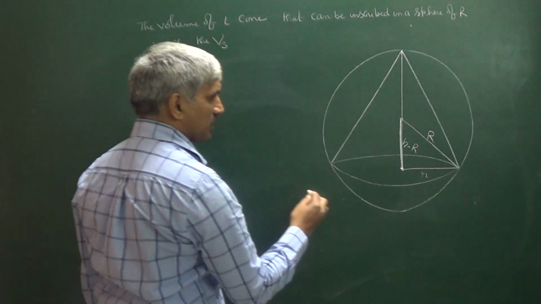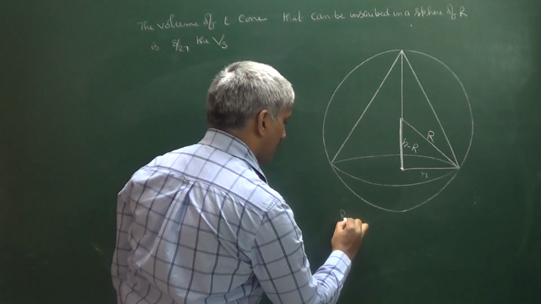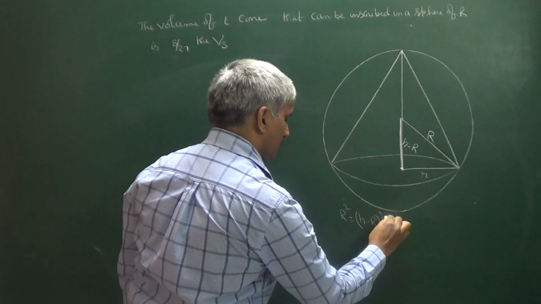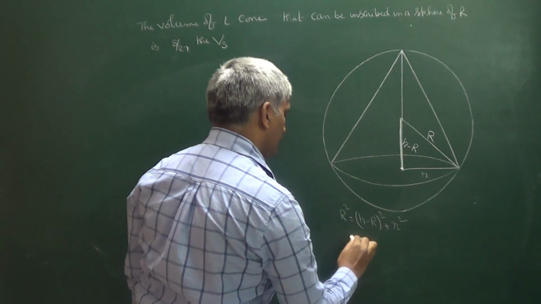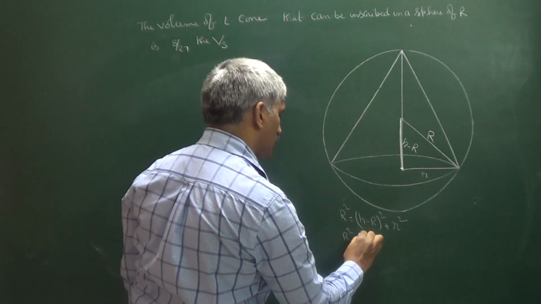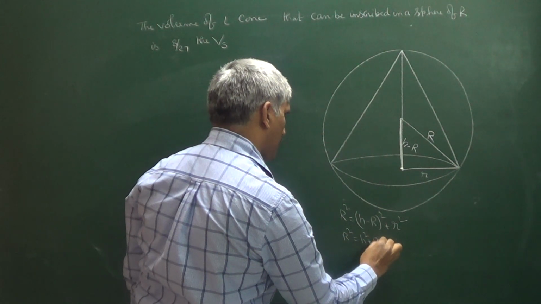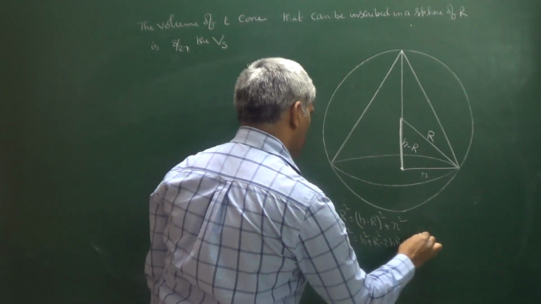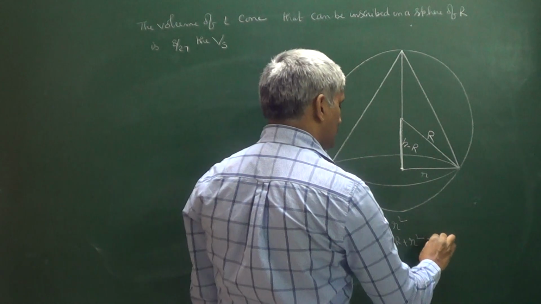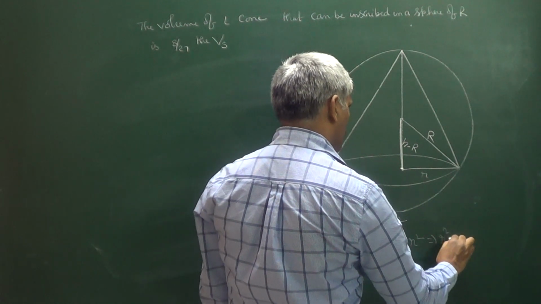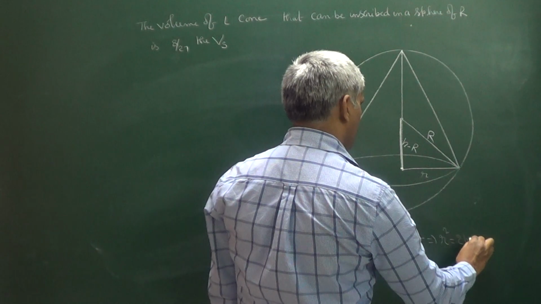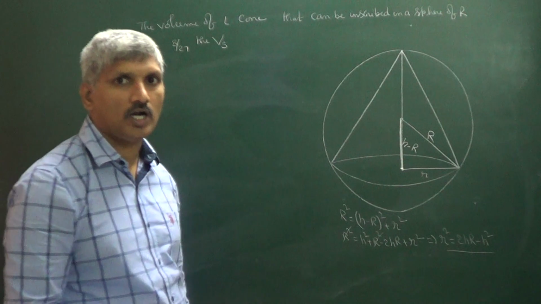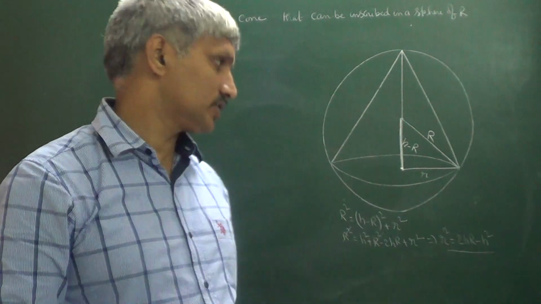Now tell me from the diagram what we can write. R square is equal to (h minus R) whole square plus r square. On simplification, R square is equal to h square plus R square minus 2hR plus r square. So both sides R square cancel. We get r square is equal to 2hR minus h square. That is one relation we got. What we will do with that relation will be discussed later.